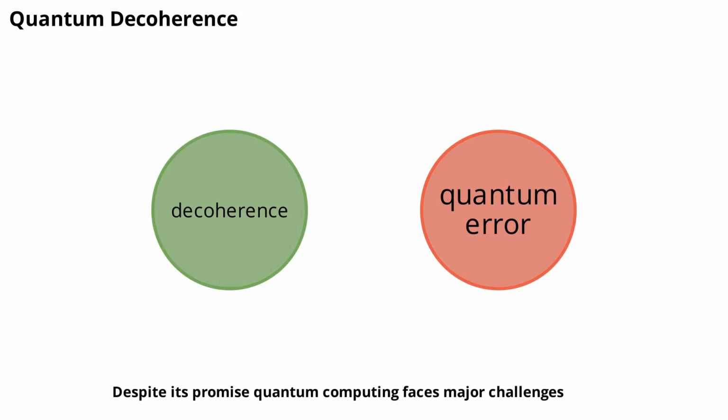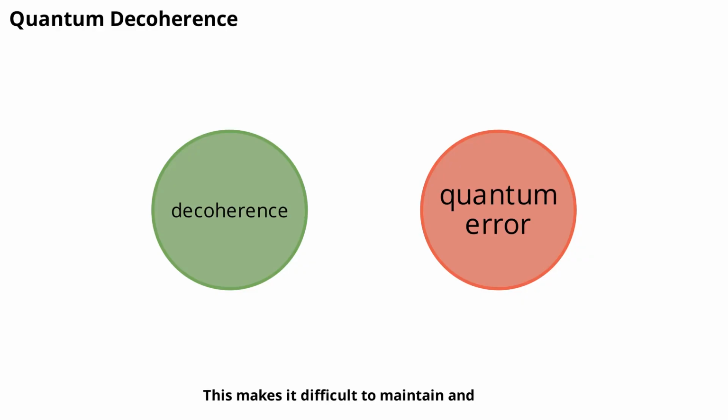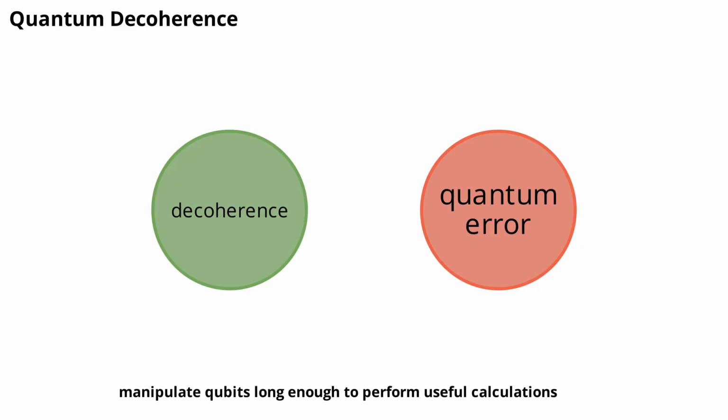Despite its promise, quantum computing faces major challenges. One of the biggest is decoherence, the tendency for qubits to lose their quantum state due to interference from their environment. This makes it difficult to maintain and manipulate qubits long enough to perform useful calculations. Overcoming decoherence is a central focus of quantum research.